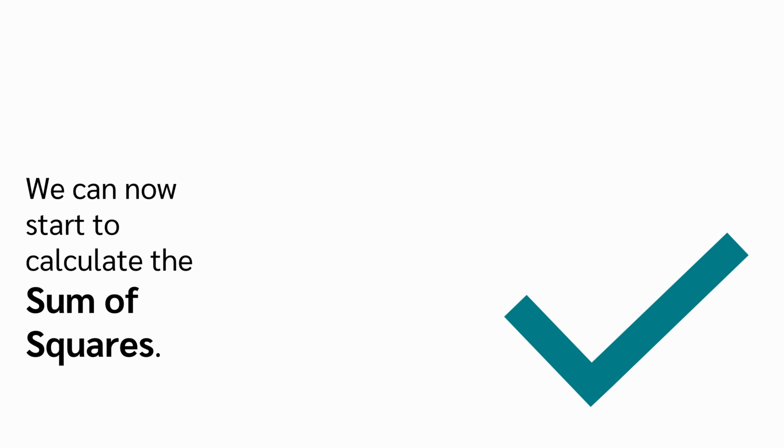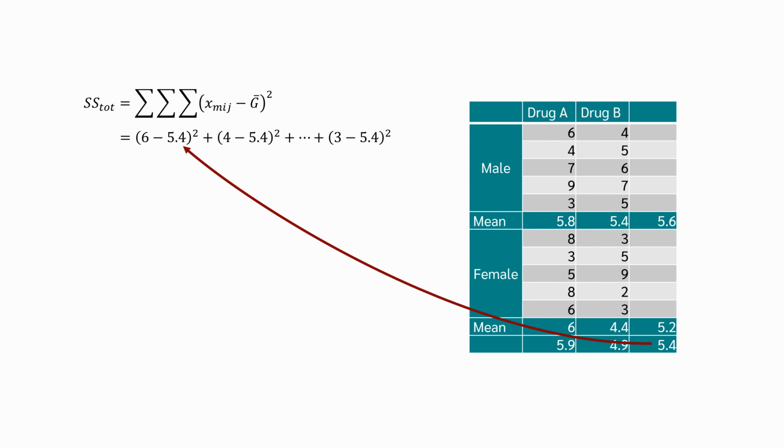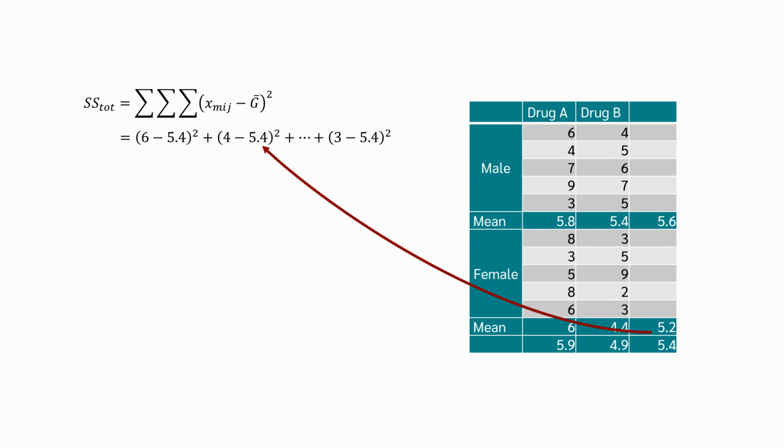We can now start to calculate the sum of squares. Let's start with the total sum of squares. We do this by subtracting the total mean from each individual value, squaring the result, and adding up all the values. The total mean is 5.4, so we calculate (6 - 5.4)² + (4 - 5.4)² + ... + (3 - 5.4)². So we get a sum of squares of 84.8.